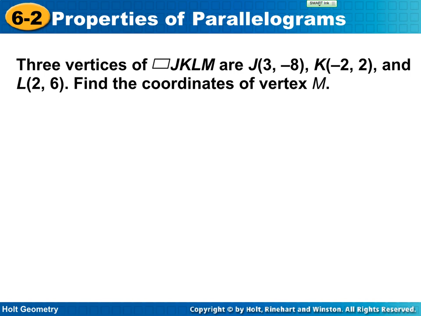J is this point, graph that. K is the next point. Those are connected according to the name. L is the next one around it. But then I didn't give you the 4th corner. But I want it to be a parallelogram. Can you find the correct corner to make a parallelogram that's called JKLM? What's that corner?